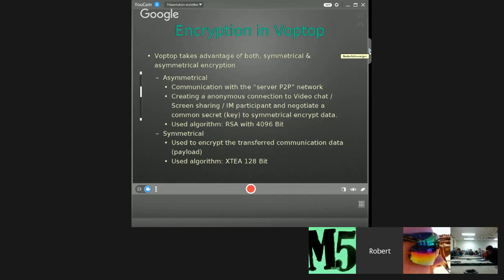And then symmetric encryption is used in Voptop. That's used for encryption of the payload. So the video streaming, instant messaging, whatever is sent over the Voptop network is encrypted symmetrically, and it uses the XTEA algorithm, the extended tiny encryption algorithm. It uses a 128-bit key and is a so-called block cipher.